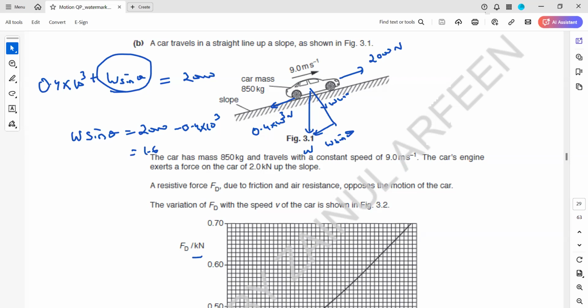When we subtract them, we get 1.6 into 10 to the power 3. They want us to calculate the component of the weight, so we just need W sine theta. It will be equal to 1.6 into 10 to the power 3 newton. That is what we have to calculate in the question.